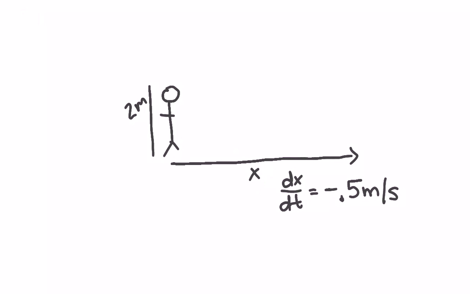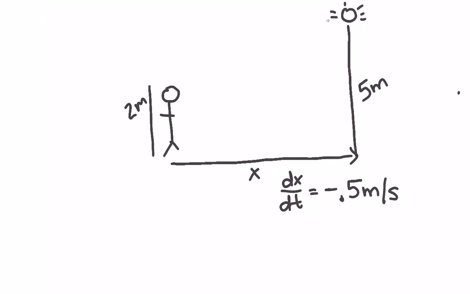The lamp on the post is 5 meters high, so we're going to draw our lamp here. It's a fabulous lamp. And that lamp is 5 meters high. How fast is the length of the person's shadow decreasing when the person is 3 meters from the post?